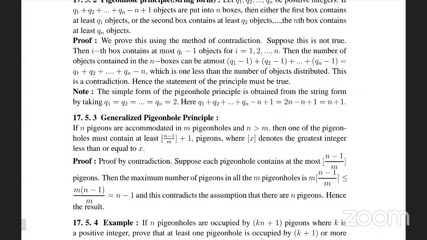The simple form of the pigeonhole principle is obtained from the string form. If the statement is false, then it contradicts the distribution. Therefore, the principle must be true.